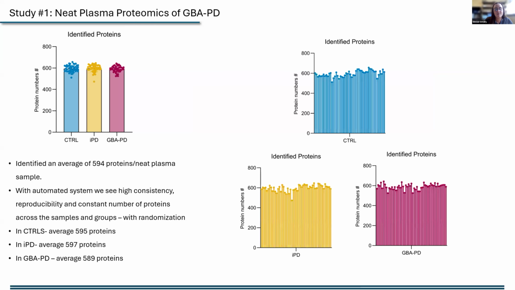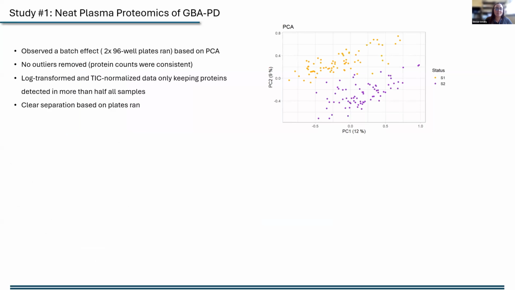On average, we saw 595 proteins in the controls, 597 proteins in our IPD group, and 589 proteins pretty consistently identified across the GBA-PD group. So the first thing I look for is the overall quality of the data. What we did initially observe is a batch effect. As I mentioned before, they were run on 2 different 96-well plates. No outliers were removed because the protein counts were very consistent.